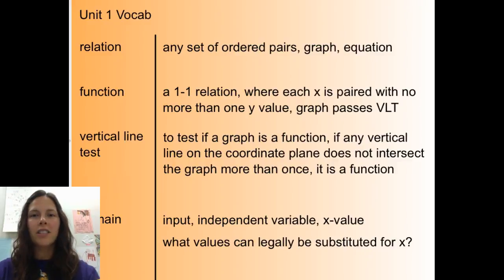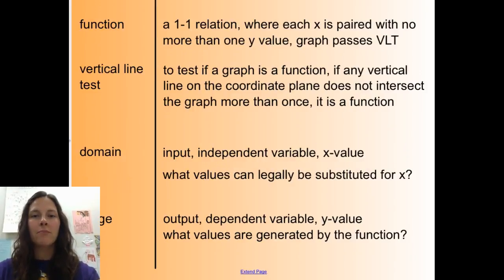In our next lesson, we're going to take a look at the difference between relations and functions. A relation is any sort of relationship between 2 points. An equation, a graph, they all count as a relation. A function is a special type of relation where each input or x value has only one y value. Another way to tell if a graph is a function is by using the vertical line test.